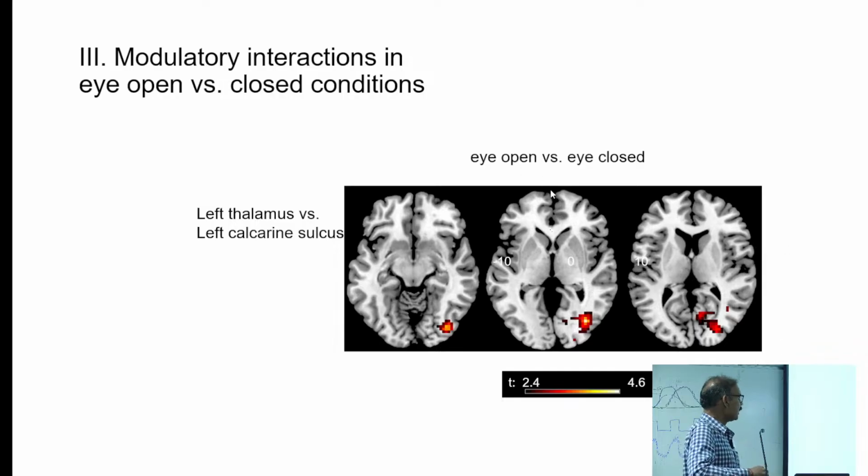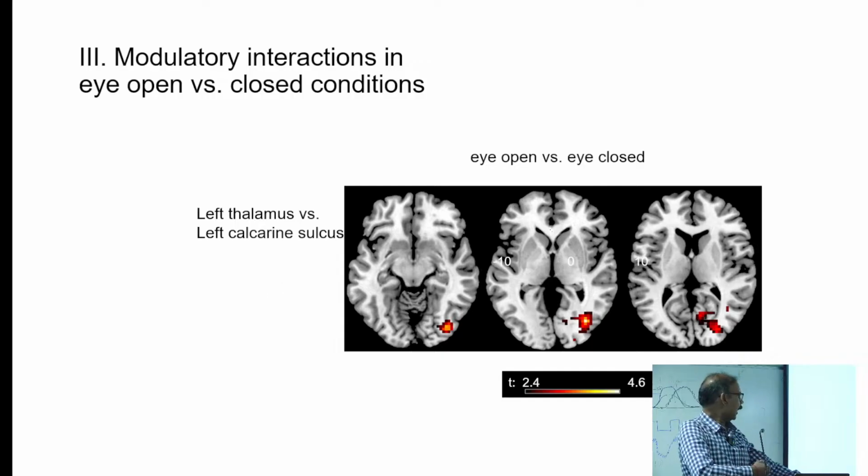By doing this kind of analysis, what we show is that the left thalamus, versus the left calcarine sulcus, those are the regions which are involved in eyes open versus eyes closed. That is the only difference we see. That is why, when you had asked whether one should do eyes open or eyes closed, in my opinion, it doesn't matter that much. There are other issues, but within brain, it's okay.